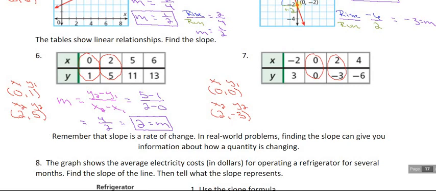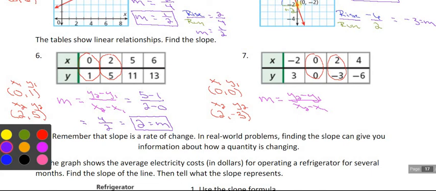Again, I know it's annoying, but you need to know the slope formula. So anytime you have 2 points, the slope is found by y2 minus y1 over x2 minus x1. So you go ahead and find that slope.